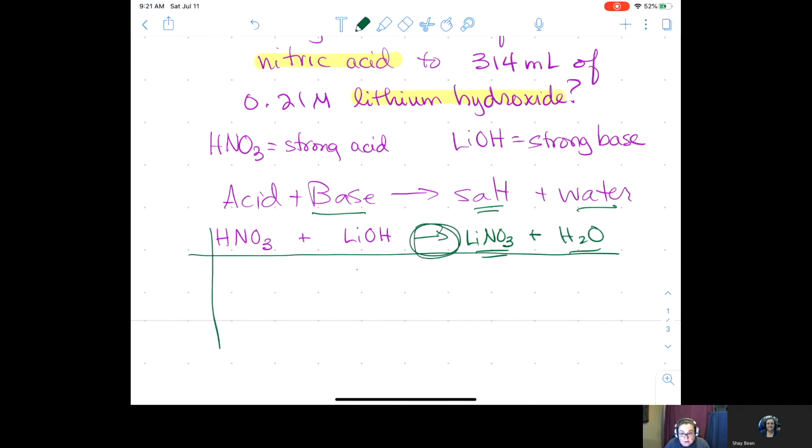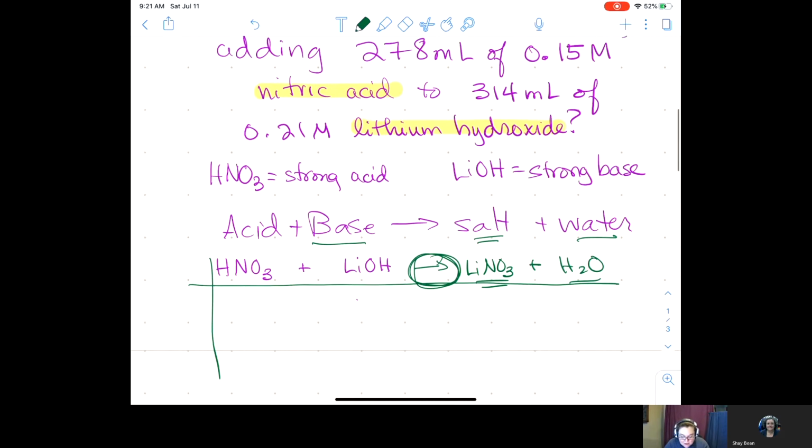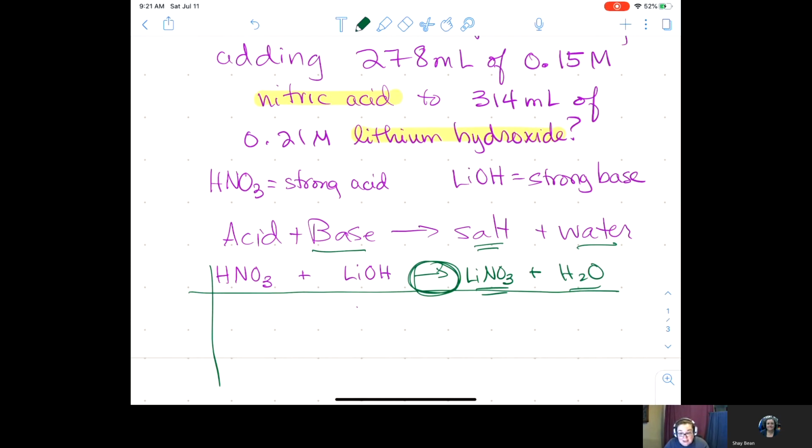Notice I did not write an equilibrium arrow. I wrote a forward arrow. This reaction will proceed until something is gone. And so what I have to determine is what's left in my container after this reaction proceeds. This is a Chem 1 concept. If you need to go back and review stoichiometry from Chem 1, do it.